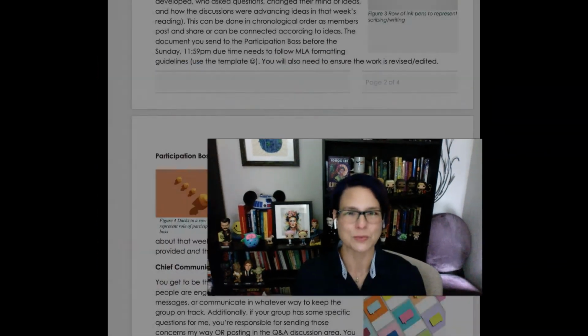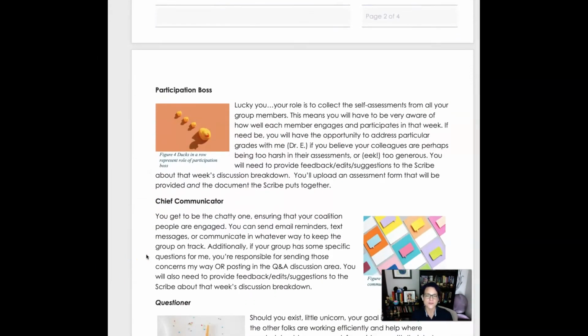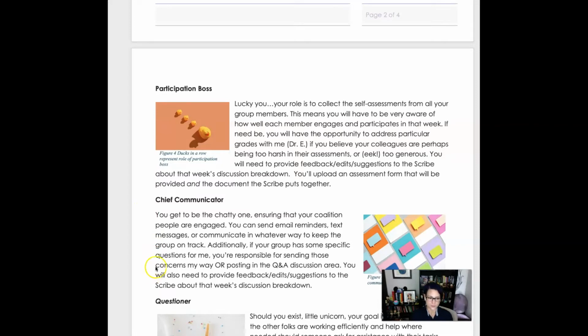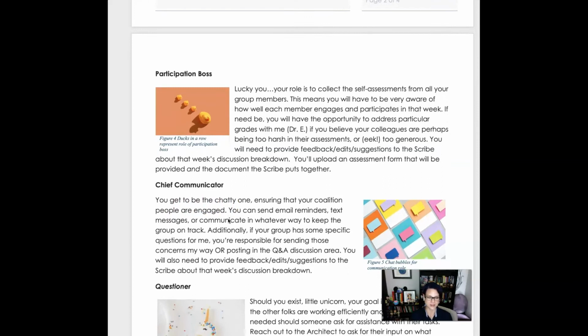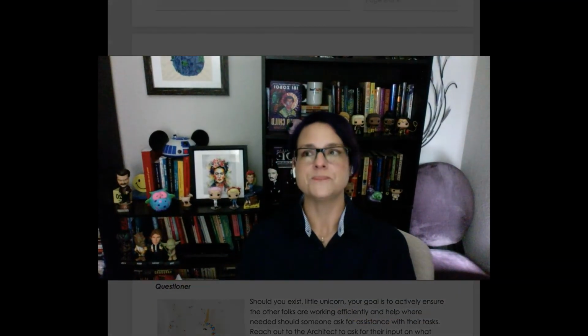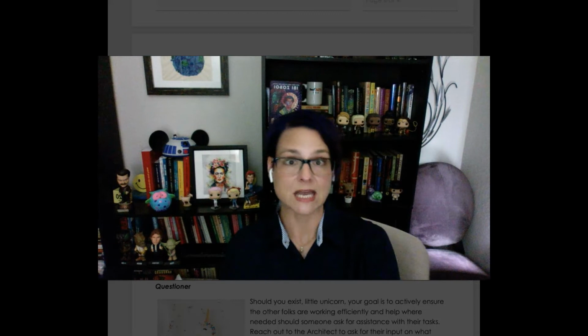And you'll start to get into a rhythm of this. So if you're feeling a little bit overwhelmed, it's okay. You're going to get more and more comfortable with this as the semester progresses and as you start to get comfortable with one another. Okay, so finally, in a typical group of 4 is the chief communicator. So this is the chatty person. You get to be the chatty one. So you are making sure that people are engaged. So I put here, you can send email reminders, text messages, or communicate in whatever way to keep the group on track. So this is really unique to what you as a group decide in this upcoming week.